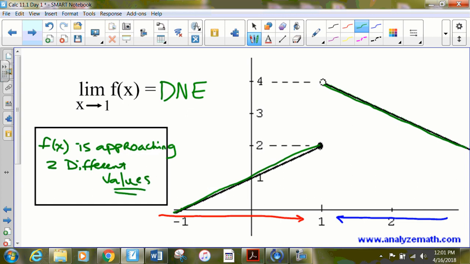So what's happening with this function as x approaches 1, or what's happening with y as x approaches 1? Well, the function, the value of the function, which is y, is approaching 2 different numbers. So the limit does not exist, DNE.